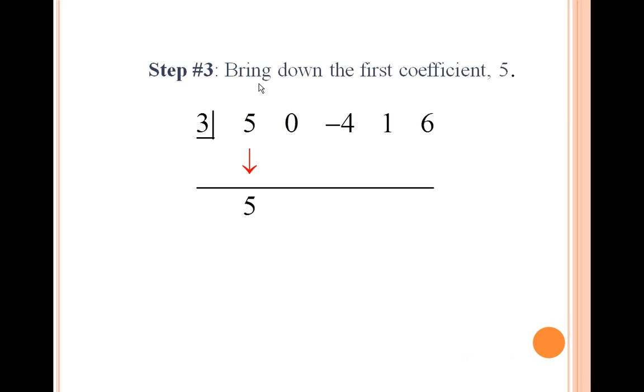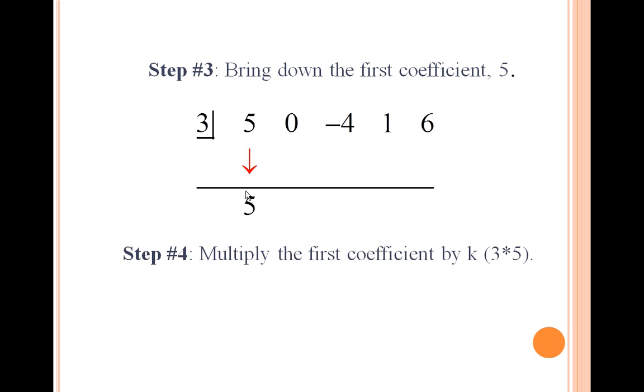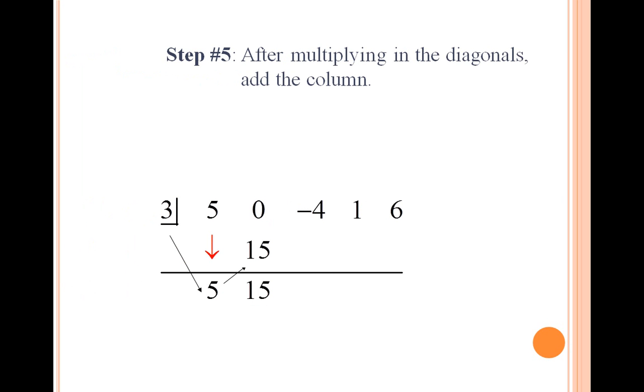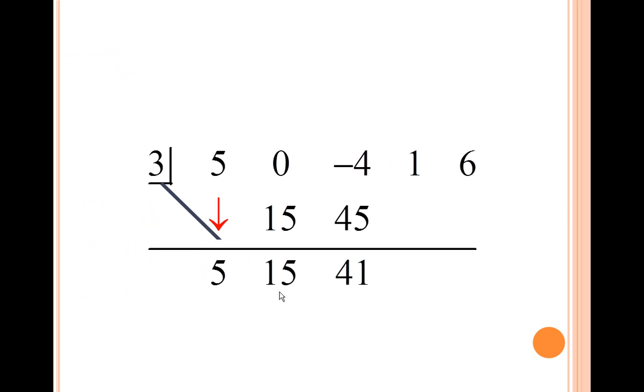Step number 3, bring down the first coefficient 5. So you always bring down the first number first. Then you're going to multiply the 5 times the 3. It's 15, so you put it under the next number. Then we add the column. Then we multiply, start back over. 3 times 15 is 45. Then we add the column. Negative 4 plus 45 is 41.